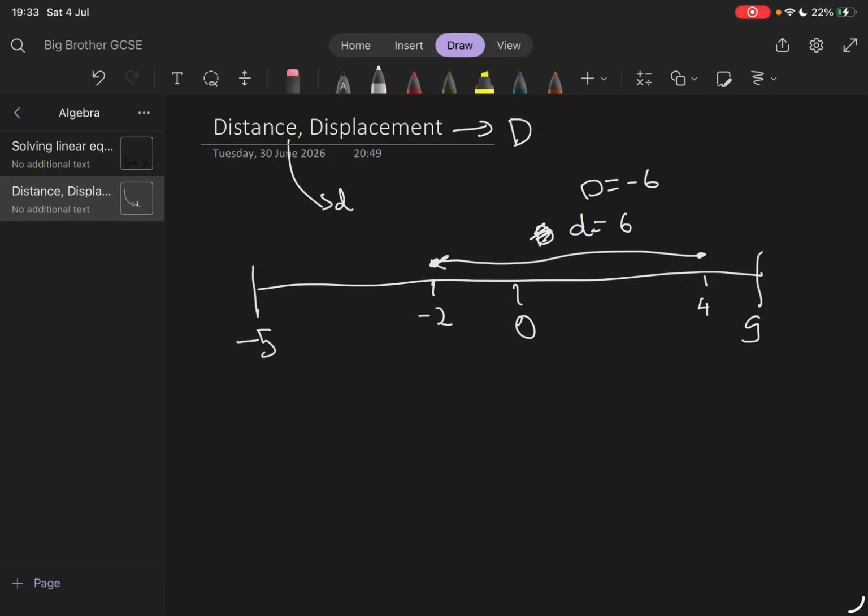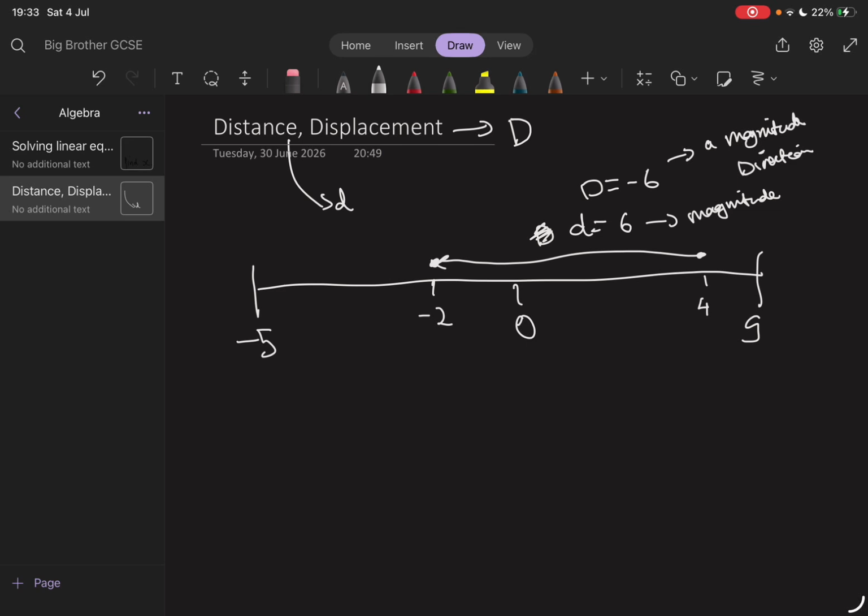This is because displacement is a vector quantity, meaning it has a magnitude and direction. Whereas distance is scalar, meaning it only has a magnitude. Magnitude is another word for size. So that means that the direction that we chose to be positive is towards the right.